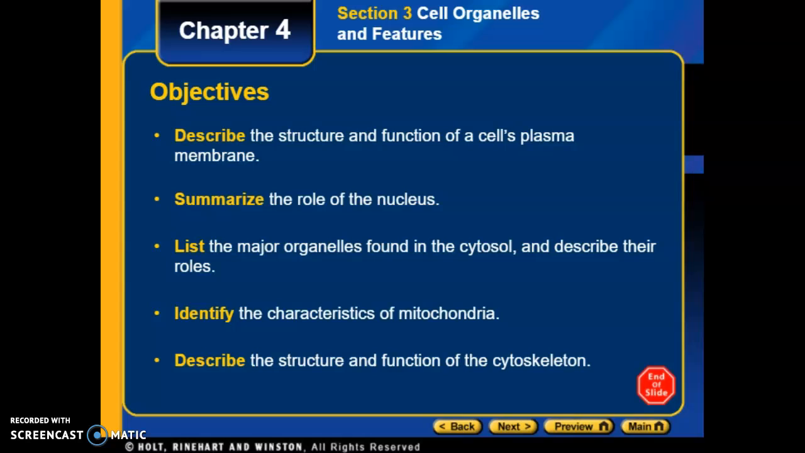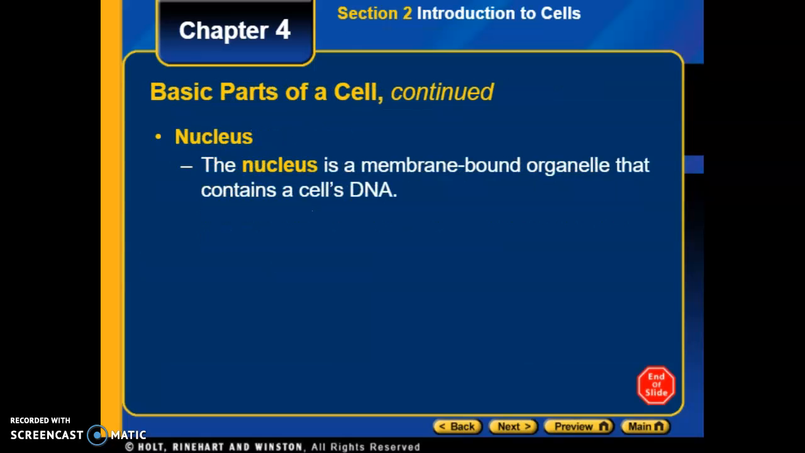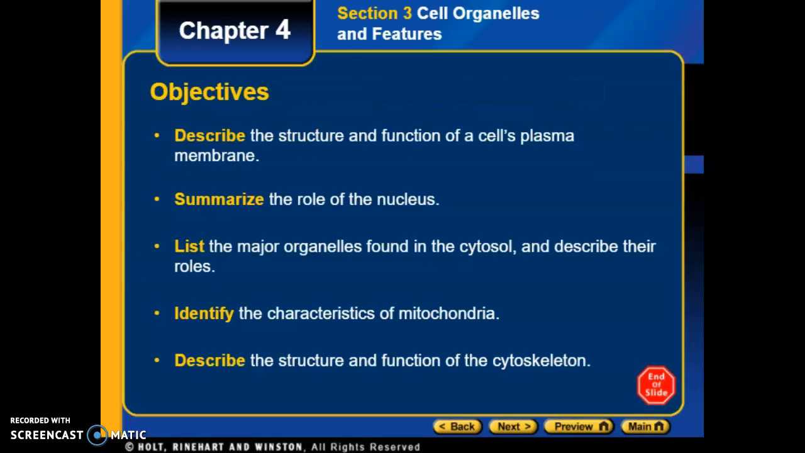Okay, so the objective of this section is to describe the structure and function of a cell's plasma membrane, to summarize the role of a nucleus, which we mentioned before, to list the major organelles found in the cytosol and describe their roles, to identify the characteristics of the mitochondria, and to describe the structure and function of what we call the cytoskeleton.